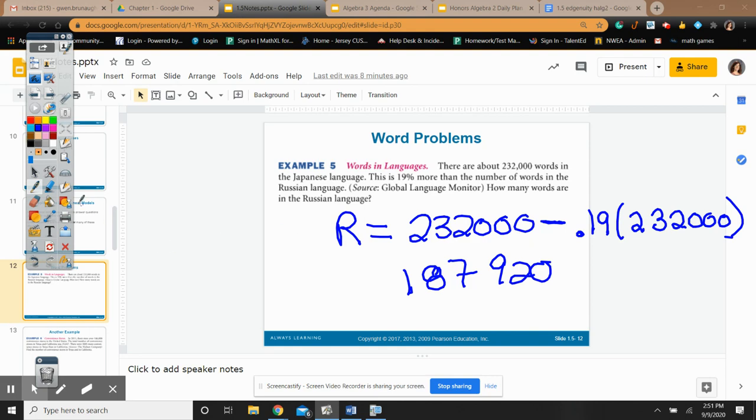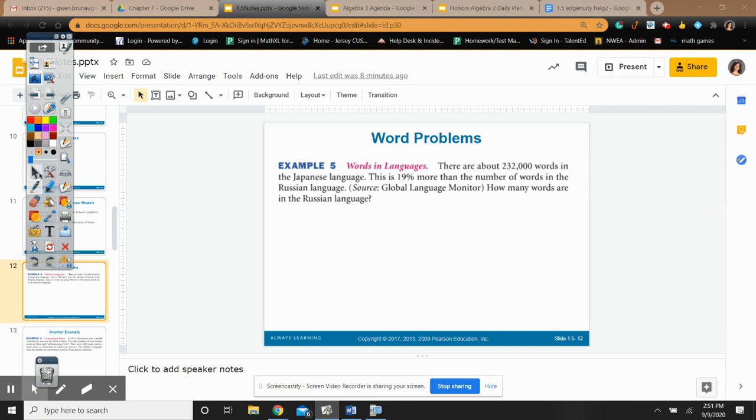That wasn't even much of an equation. It was more of just computational. Let's look at this one here.